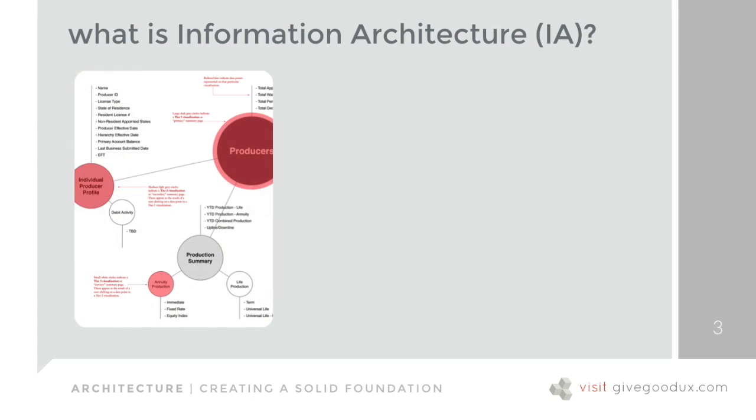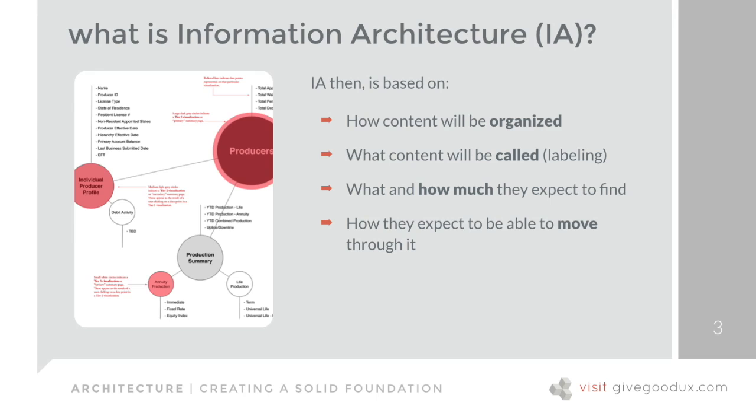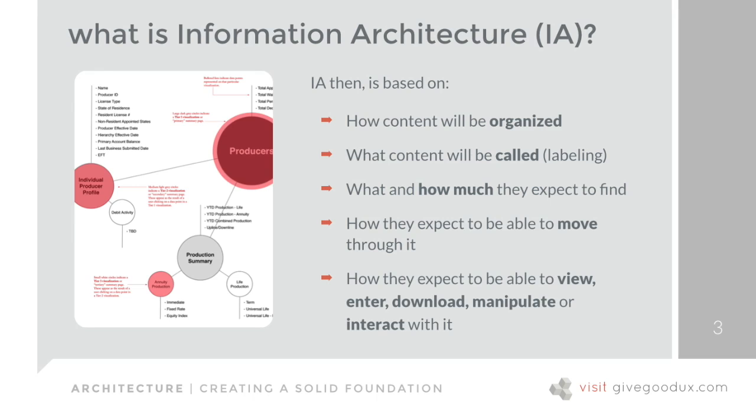So IA in that light is based on how content will be organized, what we're going to call labeling, what and how much content they expect to find, how they expect to be able to move through it, and how they expect to be able to view, enter, download, manipulate, or otherwise interact with it.